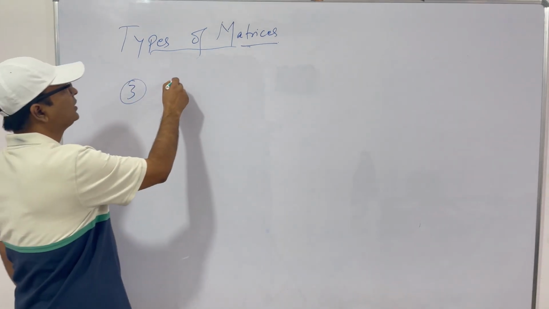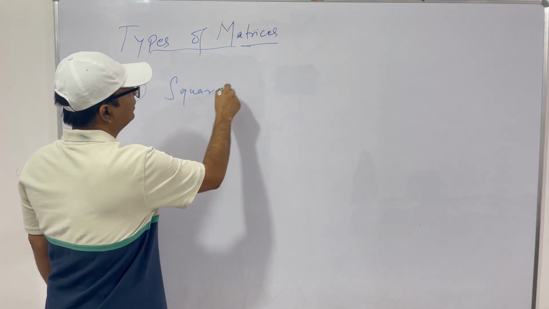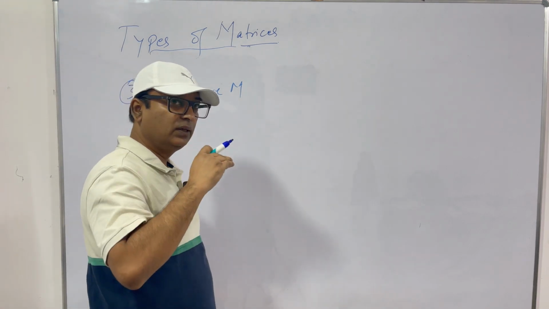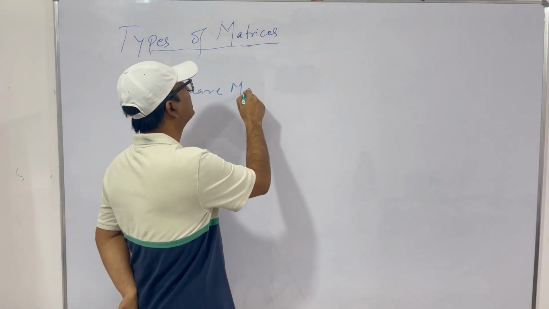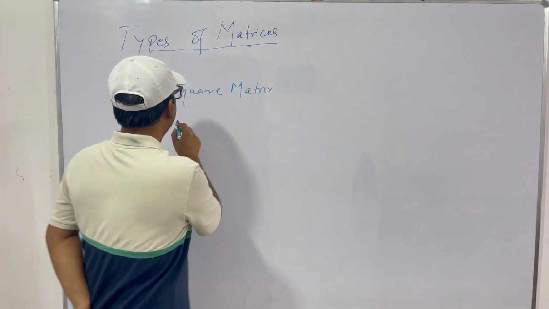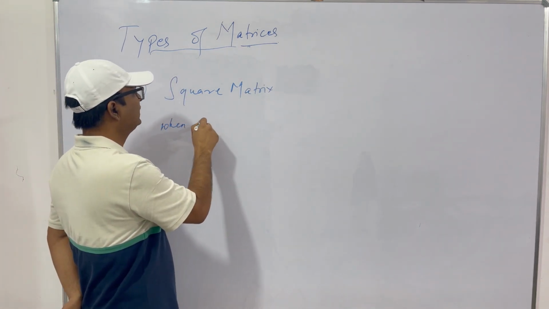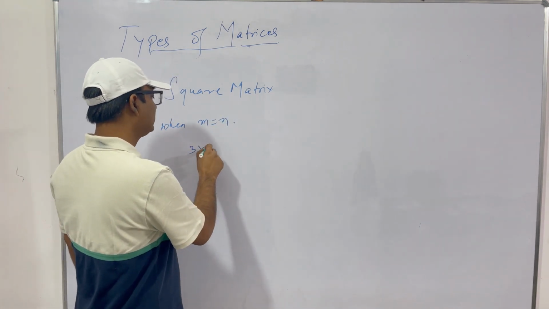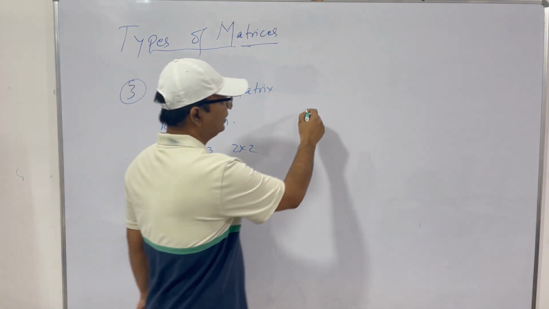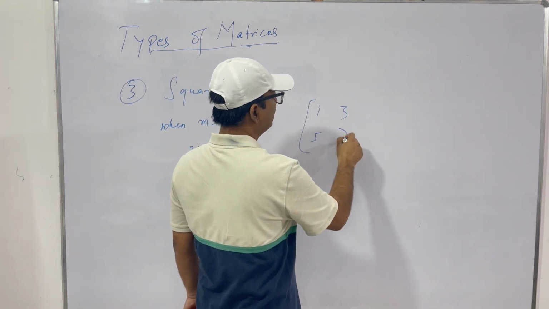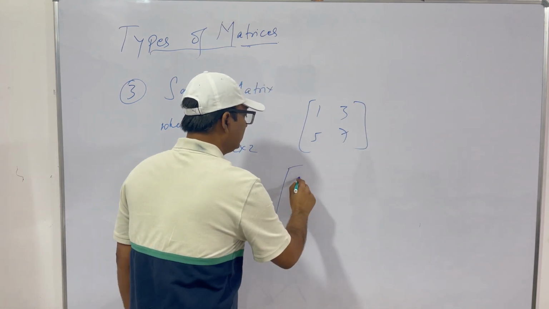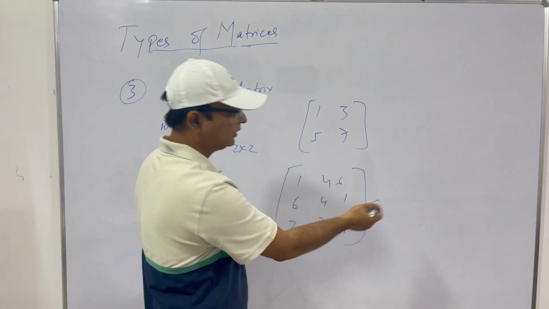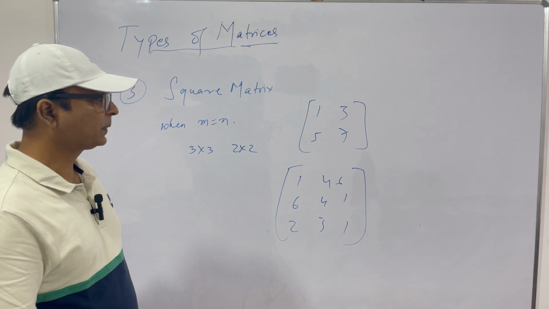Then the third is called a square matrix. What is a square? When all the sides of a rectangle are equal, that is a square. Similarly, when M is equal to N, we say it's a square matrix. That is, we have a 3 cross 3 matrix, we have a 2 cross 2 matrix. If we say 1, 3, 5, 7, this is a square matrix. Or 3, 1, 4, 6, 6, 4, 1, 2, 3, 1. So this is a square matrix, 3 cross 3. Clear?